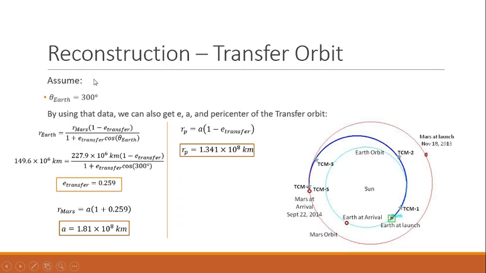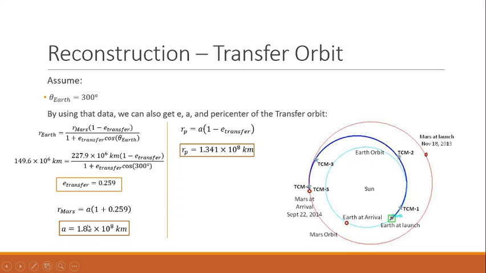And we also assume that the theta of the Earth is 300 degrees, and this is the actual mission transfer orbit trajectory. It's not actually 300, but we just assume it to ease our calculation, sorry. And we can find the eccentricity of the transfer orbit by using this equation. We get that the eccentricity is 0.259.